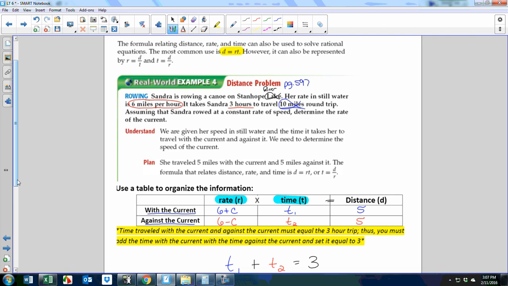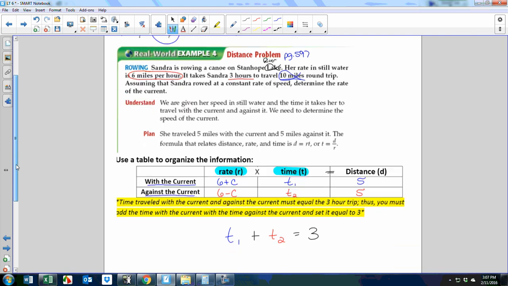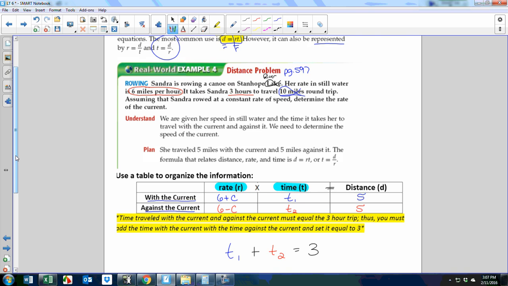We agree that distance is rate times time. So now we're going to use a different version of the same formula. Divide both sides of the formula by r. And if you divide both sides of the formula by r, you get t, time, equals distance over rate. So what we can now do is take this blue time and represent it as distance over rate.